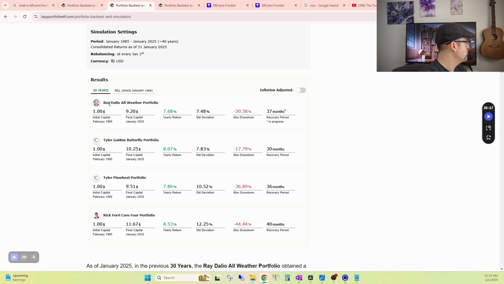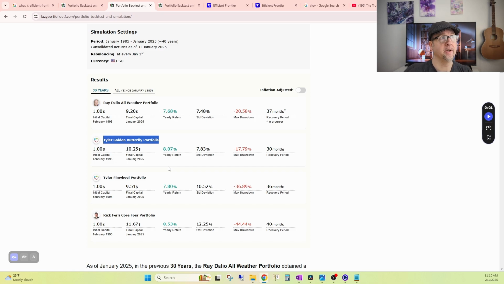Okay, and this is telling me the Ray Dalio All-Weather portfolio. We have a yearly return of 7.68%, and we have a maximum recovery period of 37 months. So what that's telling me is the market could decline and it could take you 37 months to get back to your original value. So you may want to have some reserve cash sitting on the side in case something like this would happen, because your worst drawdown was a negative 20% year. Okay. So now we're going to go with the Tyler Golden Butterfly. So this one has a little bit of gold inside of it.